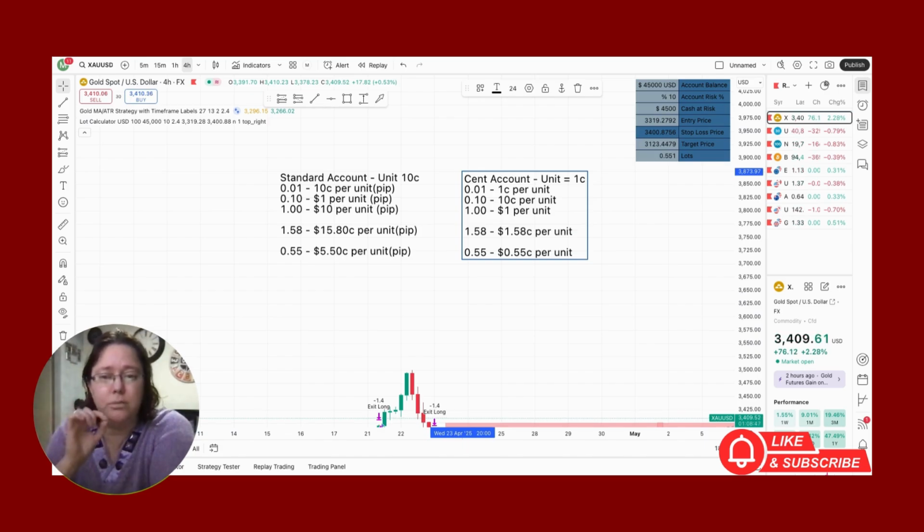But here is the beauty about a cent account. So if you do put money into a cent account, it imitates a standard account. So instead of saying 10 cents, it will write out the unit. So it imitates a $10,000 account from a financial perspective.